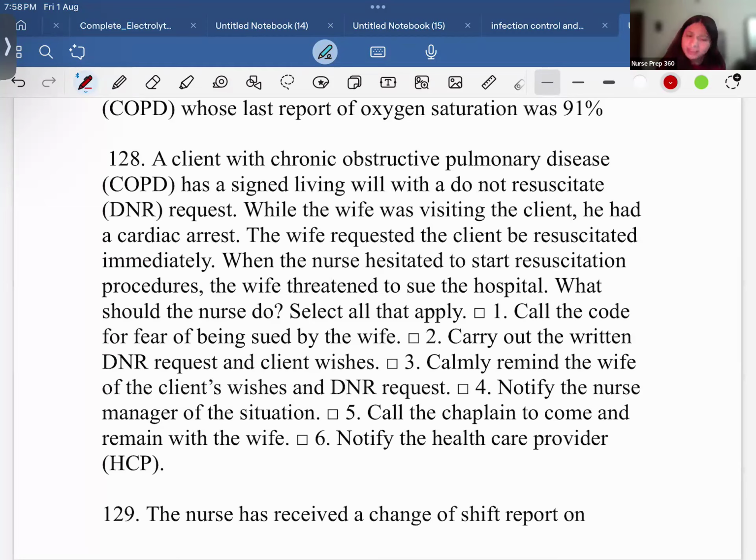Okay. Notifying the nurse manager, yes, it is required. Next, call the chaplain to come and remain with the patient. Yes, you will ask someone for spiritual need. If it is SATA, you can go for this. It will further help the patient calm down because this patient has a spiritual need. She's just losing something very important.